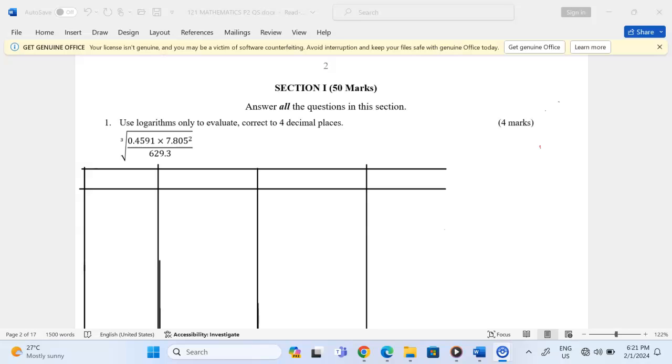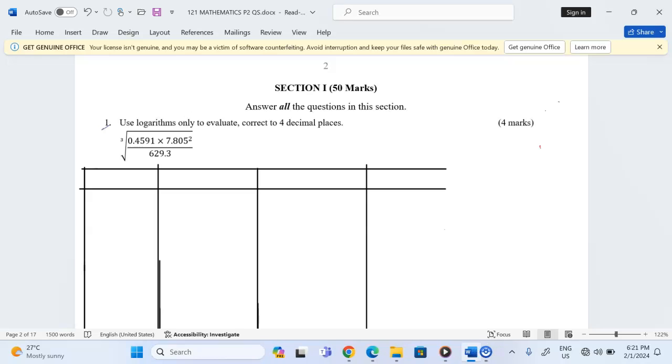We're going to discuss logarithms, mathematics form 2. Number 1: use logarithms to evaluate, correct to 4 decimal places, the cube root of 0.4591 multiplied by 7.805 squared divided by 629.3.